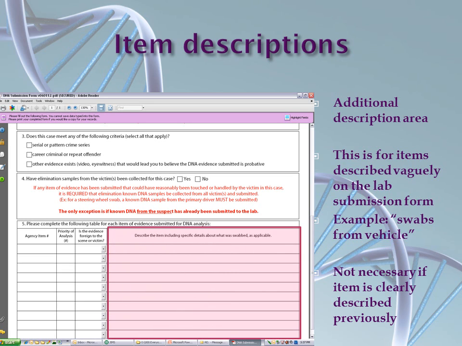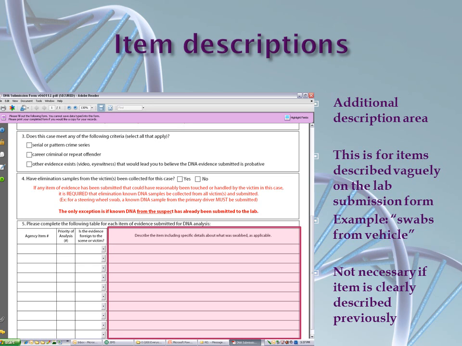And then finally, we have an area where you can include additional description of the item. Sometimes we get samples that come in and all the submission form says is swabs or swabs from vehicle. And we would actually like to know a little bit more detail on what items were actually swabbed. If you have a swabs from the vehicle, is it from a steering wheel and a gear shift, or is it from a Pepsi can that was left in the stolen auto? So these things are very important in us being able to determine whether we can work the case and what kind of priority the case is going to get.